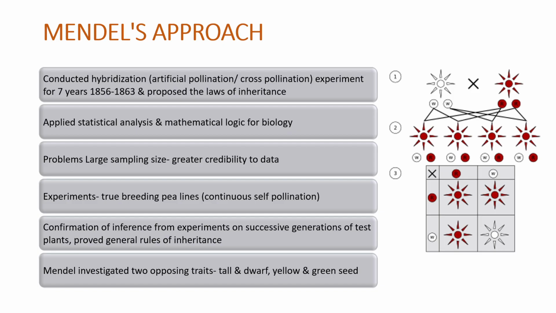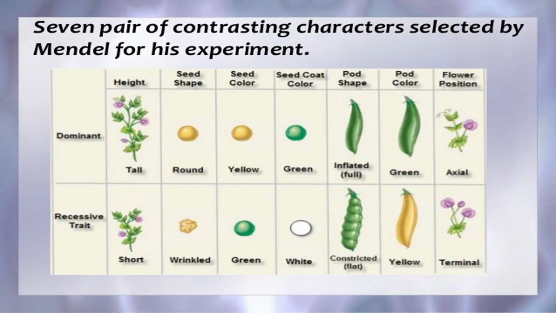Gregor Mendel investigated opposing traits, contrasting traits like tall and dwarf, yellow and green seed. So it was very interesting. So these are the 7 pairs which Gregor Mendel worked on.